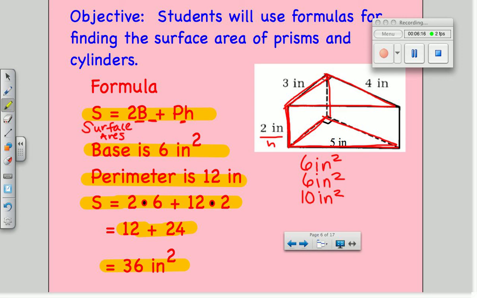Okay, so this is 3 inches squared times the height, 2. 3 times 2 is 6, so that's another 6 inches squared. That's for this face here, this face. And then this face here is 4 inches squared times the height, which again is 2. 4 times 2 is 8 inches squared.